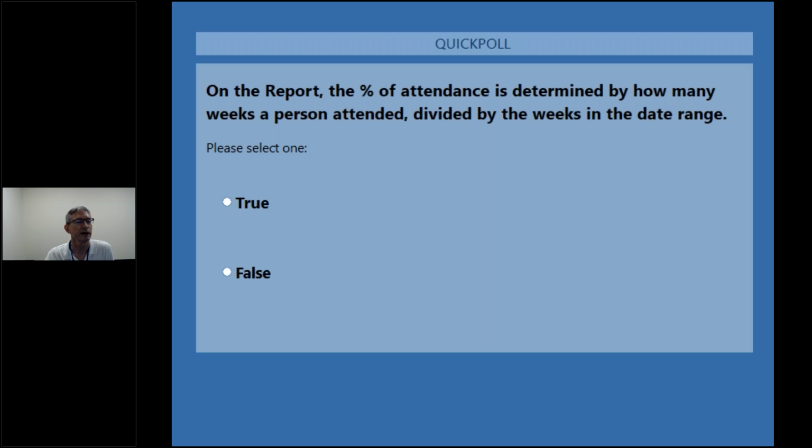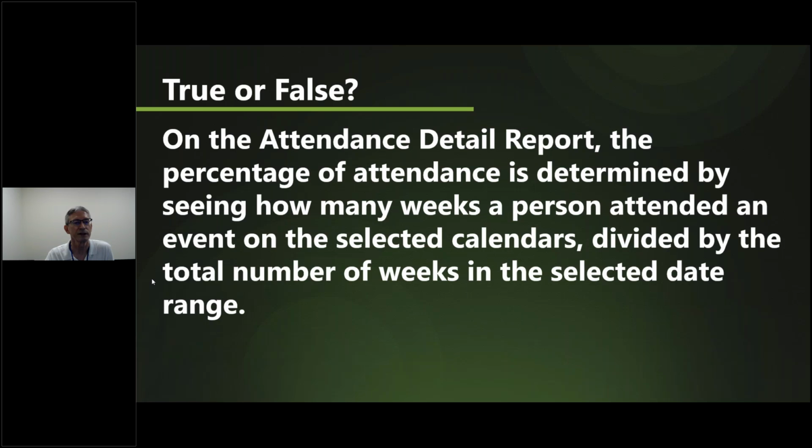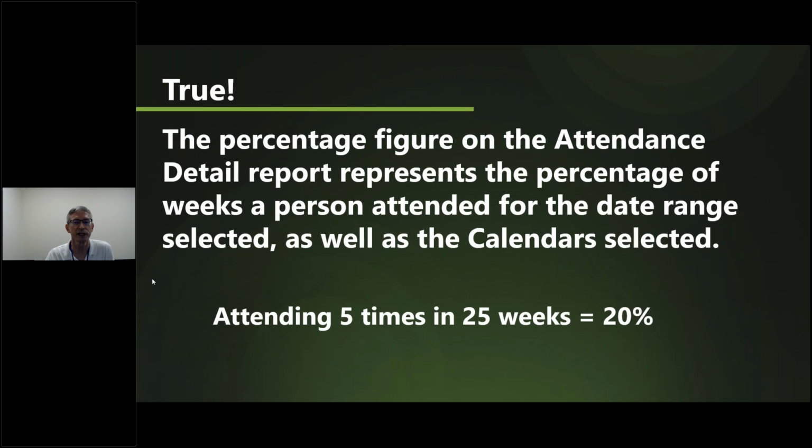All right, let's see. I think everyone has voted. All right, 100% of you answered true. And the answer to that is true. You are correct. The percentage figure on the attendance daily detailed report represents the percentage of weeks a person attended for the date range selected, as well as the calendars selected. So in other words, if they attended 5 times in a 25-week period, which is roughly about 6 months, 26 weeks in a 6-month period, that would be an even 20% attendance rate, 5 divided by 25.